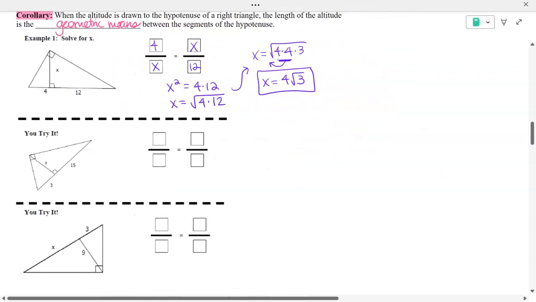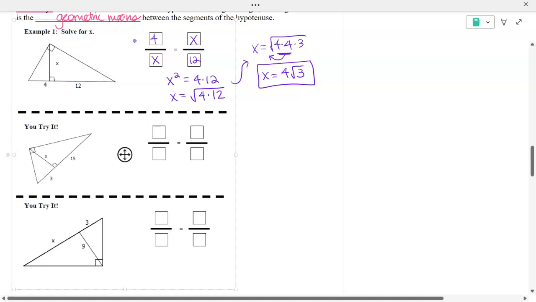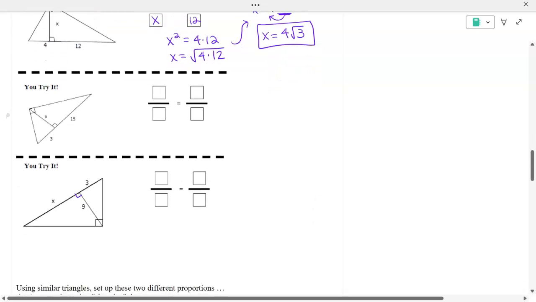So if you'll pause your video and work on these next two and then come back. One thing I do want to note in the second example here, this is an altitude that has a length of 9. I just forgot the right angle. So work on this and come back and check your work with me.